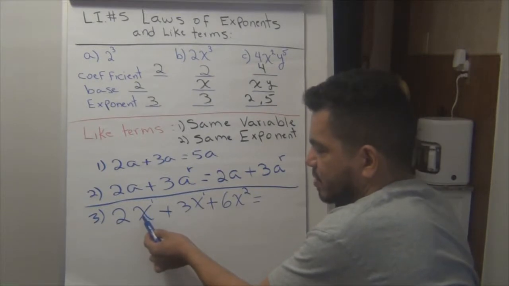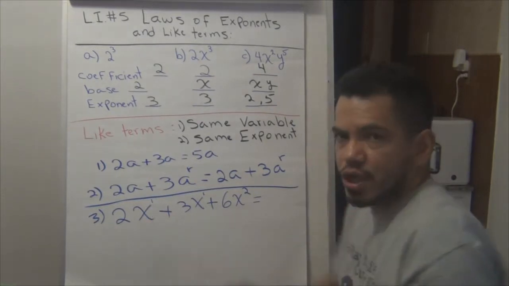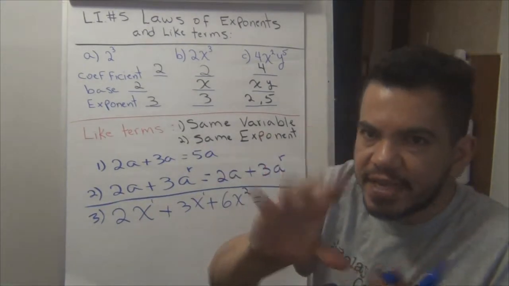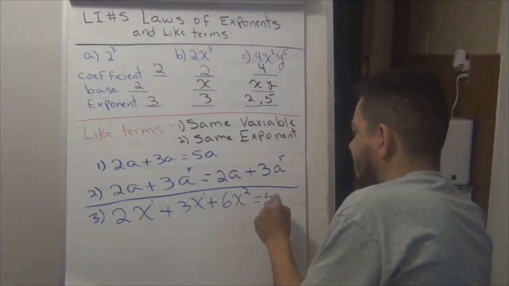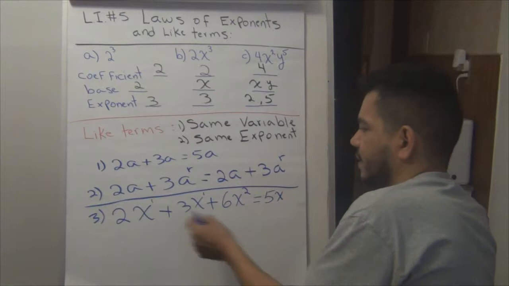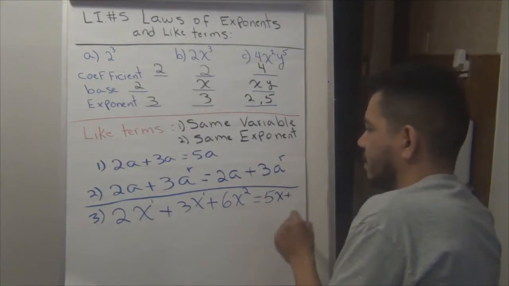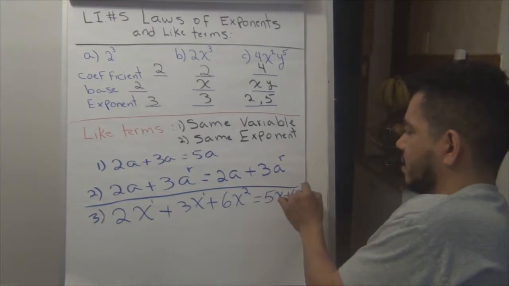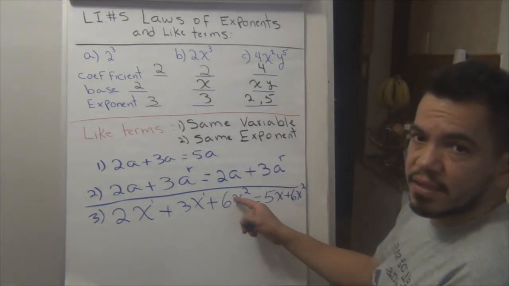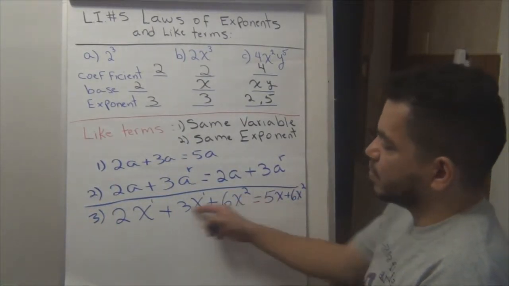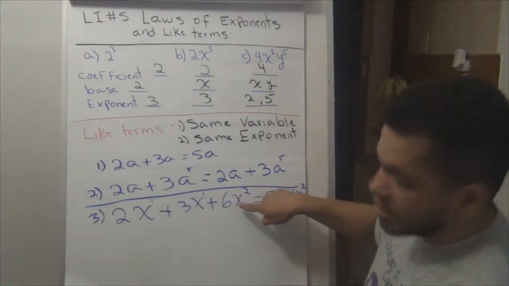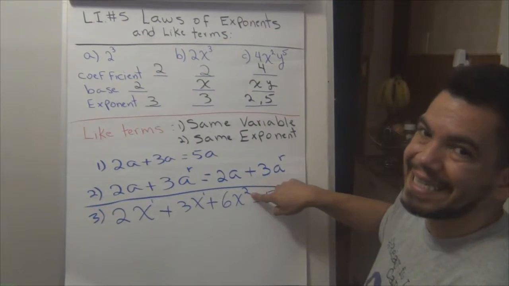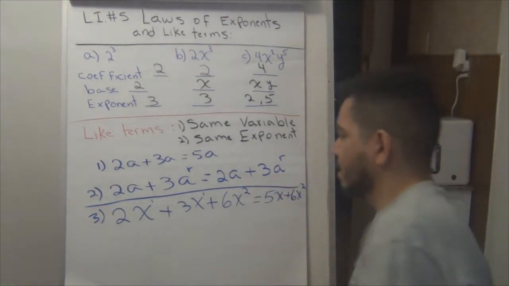So 2x to the 1st plus 3x to the 1st. 2x's plus 3x's, 5x's. So you have 5x plus 6x squared. I was not able to combine this with them because unfortunately it does have the same variable, but the exponent is not the same.